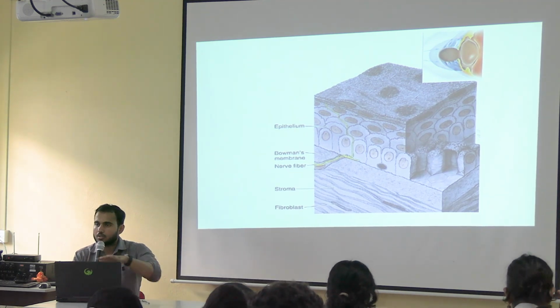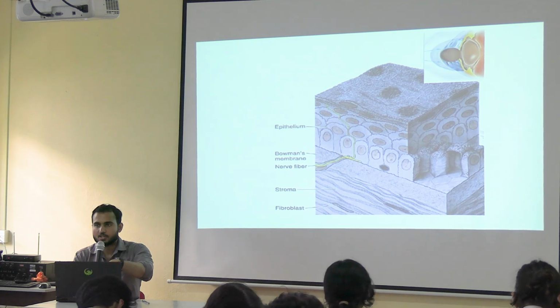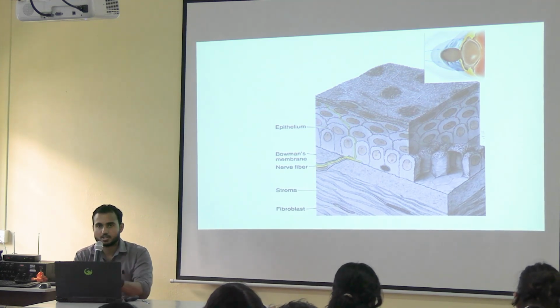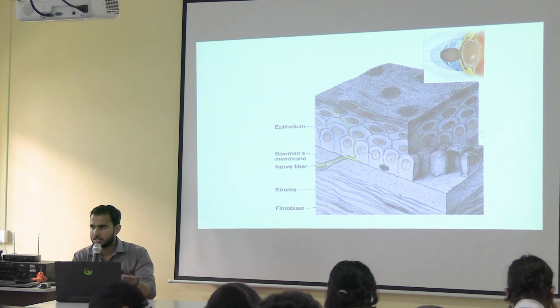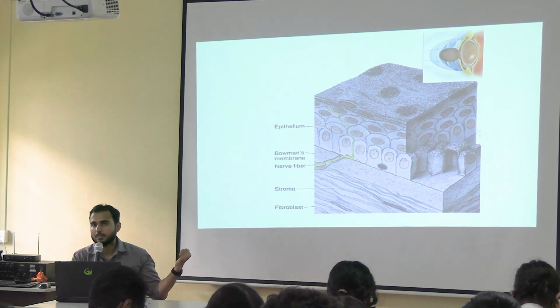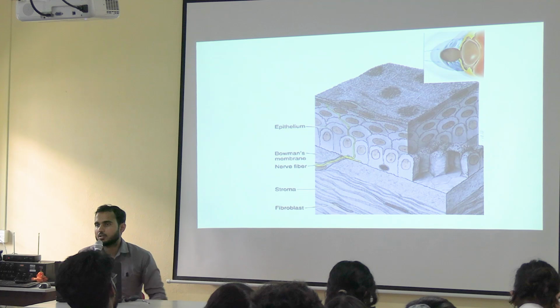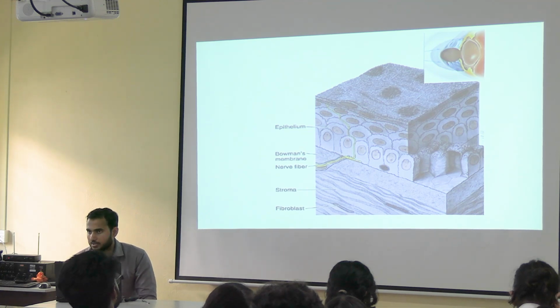Okay? So corneal epithelium means stratified squamous. That doesn't matter whether stratified or simple, every epithelium has a basement membrane, right? So here also there is a basement membrane, and that basement membrane is called Bowman's membrane. That's it.